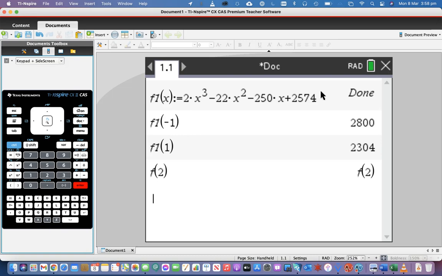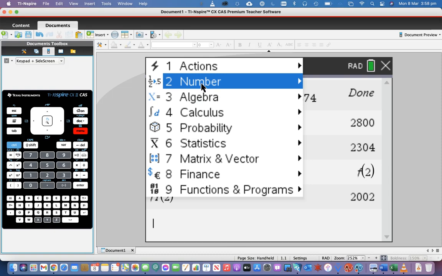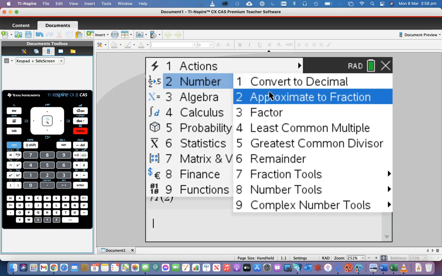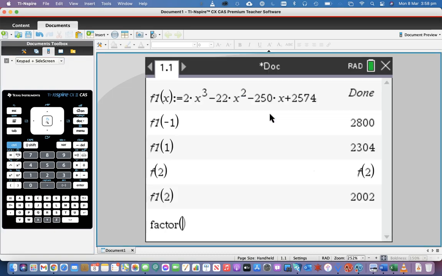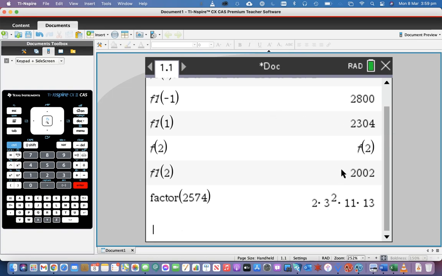f of 2 is f of 2. That's nice to know. Oh, I know why, because I didn't put the 1 in. f1 of 2, 2002. So I'm nowhere near, am I? So I might just try other factors of 2574 to try and get there. But I can tell you now that under menu and number, you can get factors out. So factors of 2574, close bracket. It gives you some other factors you can try.